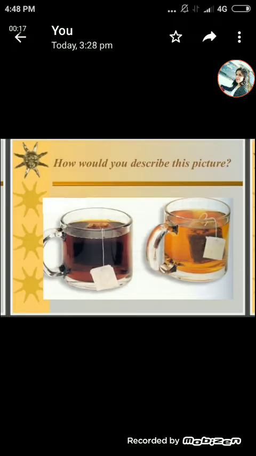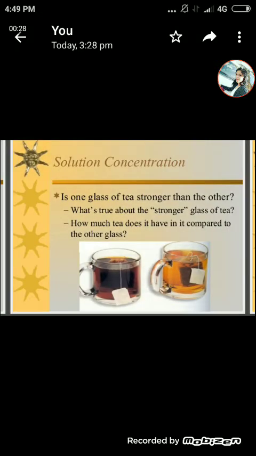How would you describe this picture? You can see two cups of tea. One is very dark and the other one is light in color. So one glass of tea is stronger than the other. What's true about the stronger glass of tea? How much tea does it have in it compared to the other glass?